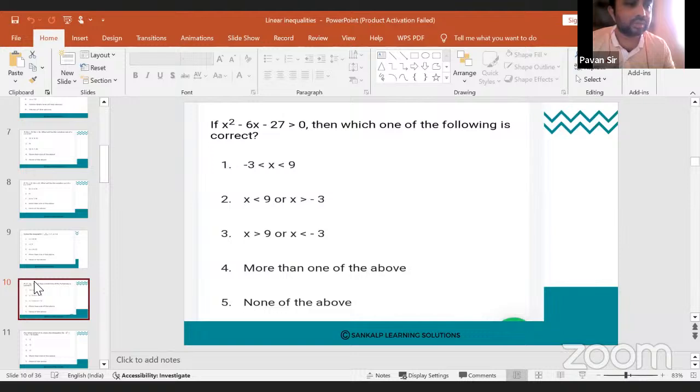Next question. If x square minus 6x minus 27 is greater than 0, then which one of the following is correct? Minus 3 is less than x less than 9. X is less than 9. X is greater than minus 3. X is greater than 9. X is less than minus 3. More than one of the above, and none of the above. Please try to solve this and get the answer.